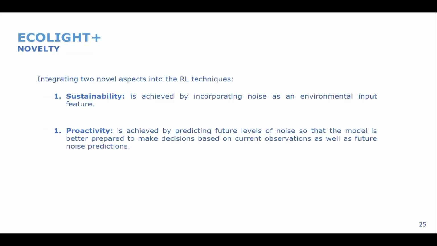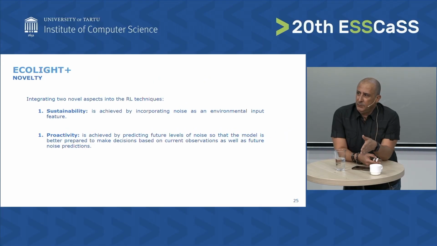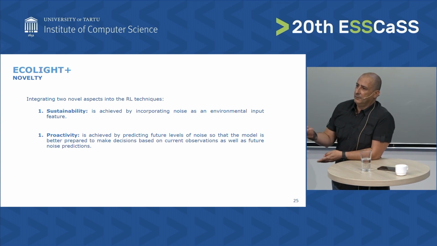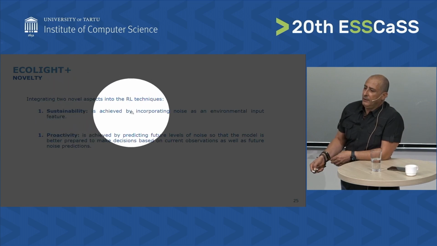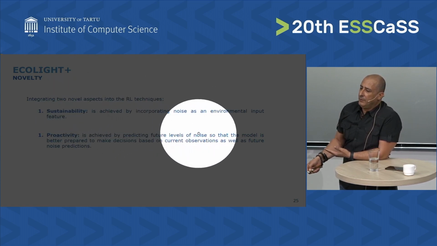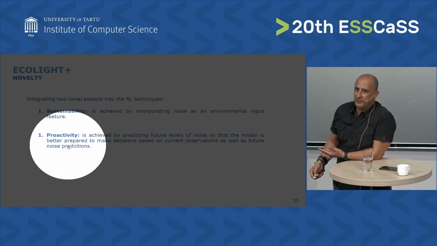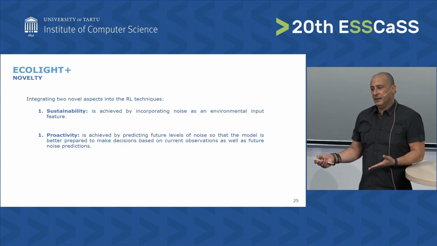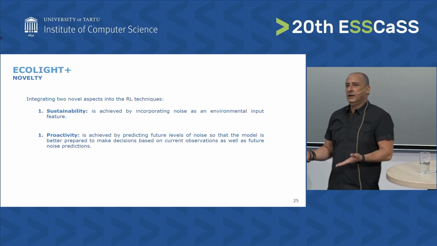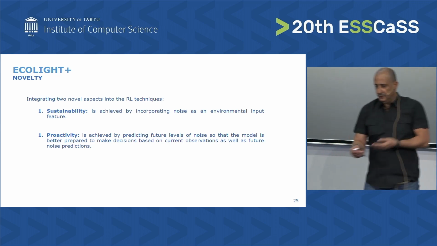So with our Ecolite Plus, Ecolite Plus is coming after Ecolite. It means that we improved our Ecolite, and Ecolite was tested on data that we collected from Helsinki city. But Ecolite Plus was tested on real-life data that we collected in the city of Tallinn. So the idea has two main features: the sustainability, so we would like to incorporate noise as an environment input feature, and the second one is the proactivity. The idea is to provide these insights on time in order for the decision maker to undertake the right decision.